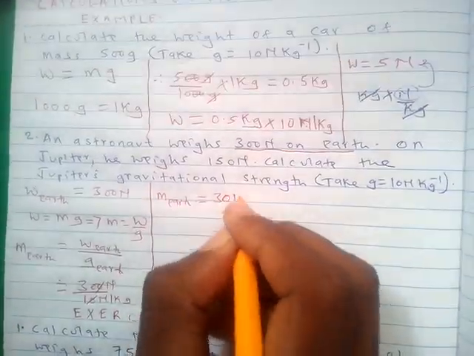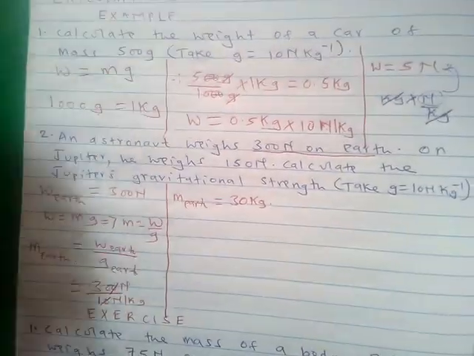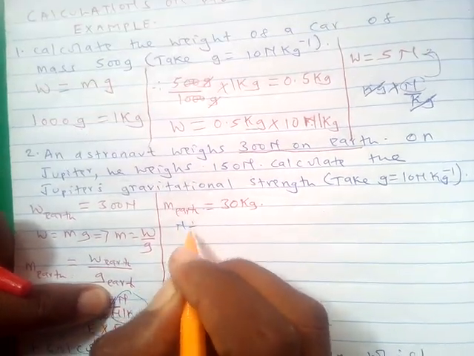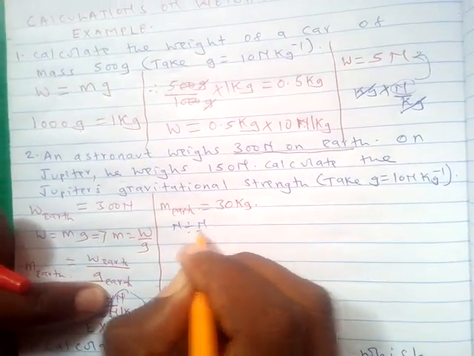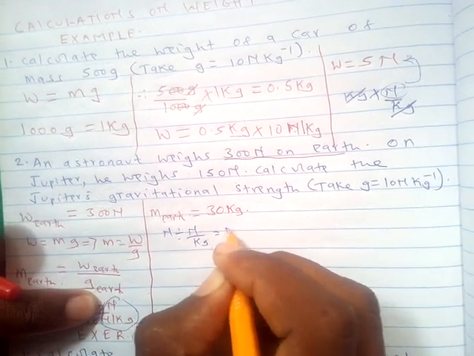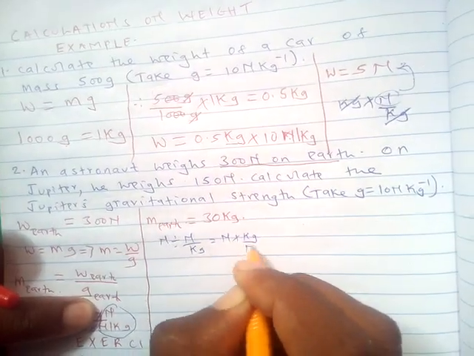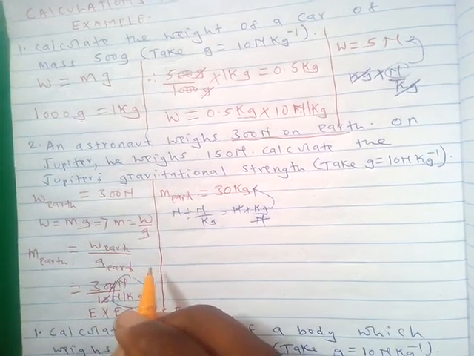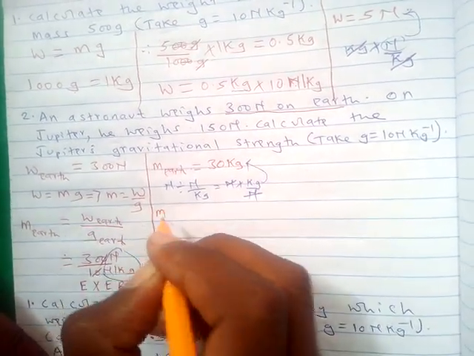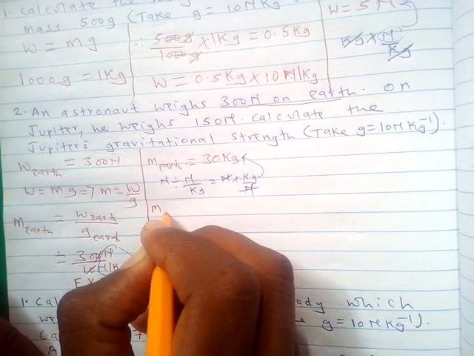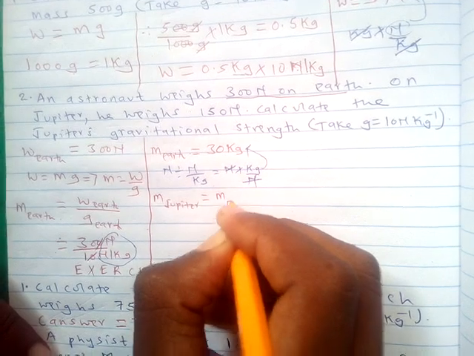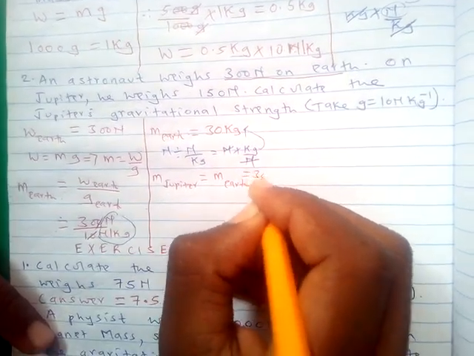So this is mass, so it will be kilogram. Because here we are dividing, be careful with these units, Newton divided by Newton over kilogram. So this is Newton times the reciprocal, kilogram over Newton. So Newton and Newton cancel out so that you remain with kilogram as your answer. Now remember, we said that mass is also constant everywhere. So it means the mass of that particular astronaut on planet Jupiter is the same as the mass of that person on Earth, which is equal to 30 kilogram.